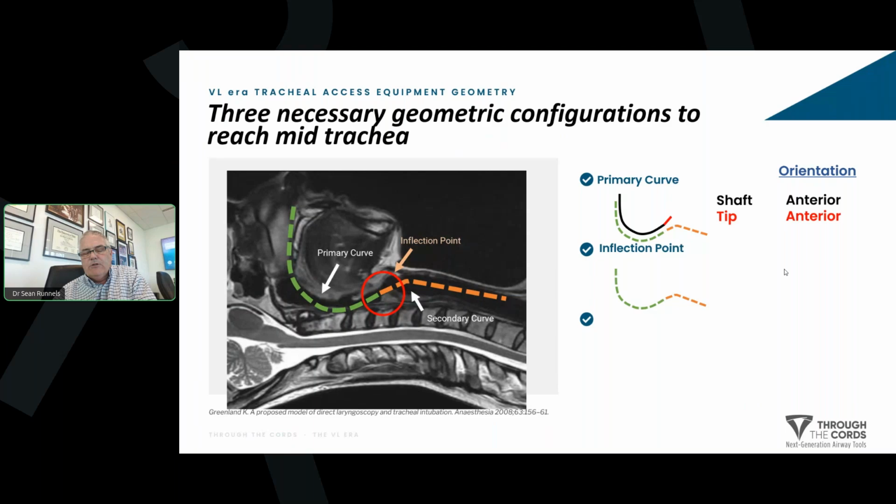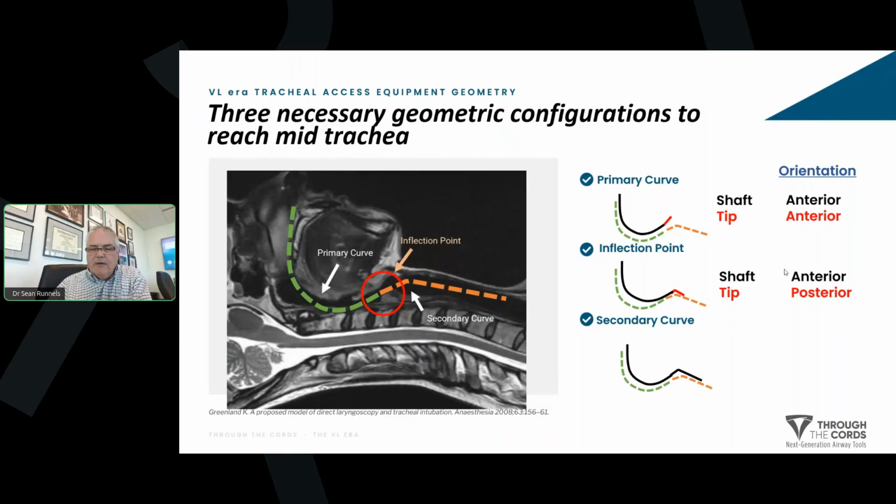The second configuration is we need to be able to move through that inflection point. In that case, the shaft is still oriented in an anterior direction, but now the tip needs to move in a posterior direction. And then the third configuration is when, in order to get through to the secondary curve, the shaft now needs to assume a serpentine geometry. It needs to be shaped in parts of it in an anterior direction, and another part in a posterior direction, and the tip needs to be in a posterior direction.